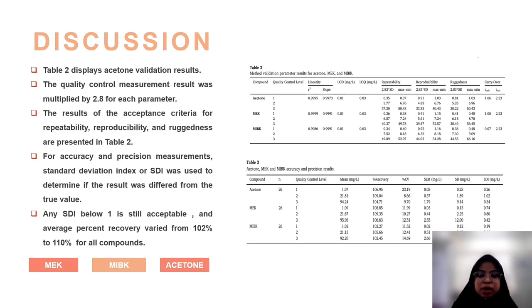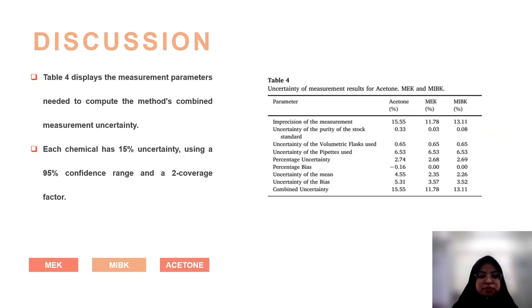This Table 3 shows accuracy and precision acceptance criteria. Meanwhile, Table 4 shows the measurement parameters needed to calculate the current analytical method's combined measurement uncertainty. The combined uncertainty was estimated with a 95% confidence interval and a coverage factor of 2. Each compound has 50% uncertainty. Low uncertainty measurement gave accurate outcomes. Uncertainty measurement should illustrate the result accuracy and validity. Before making a clinical choice, we have to always indicate uncertainty with the result.